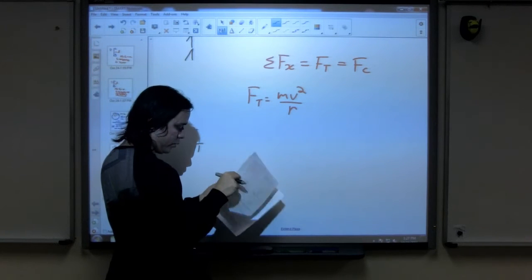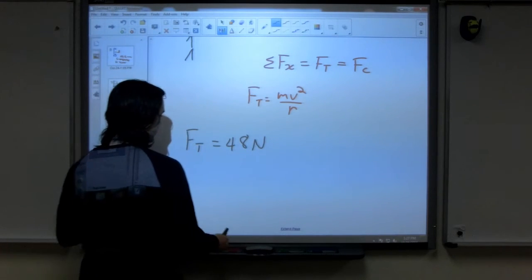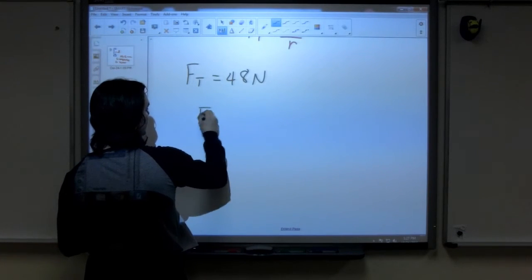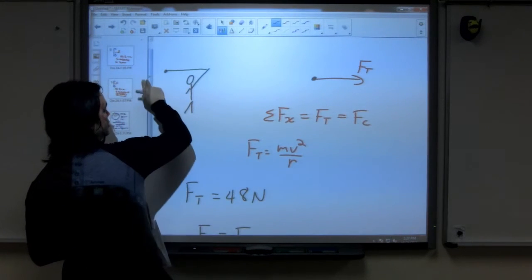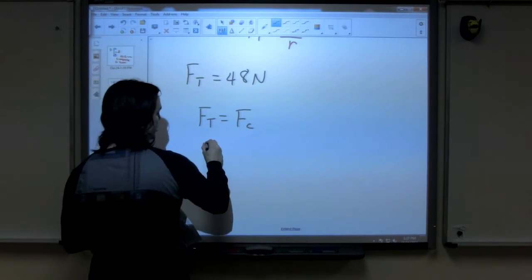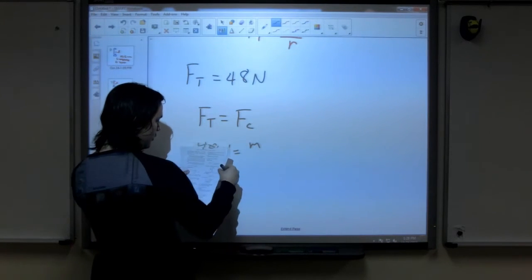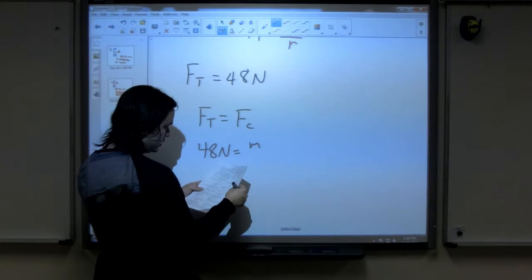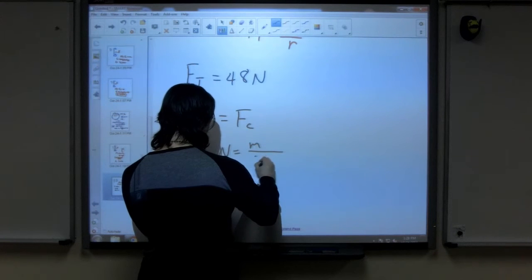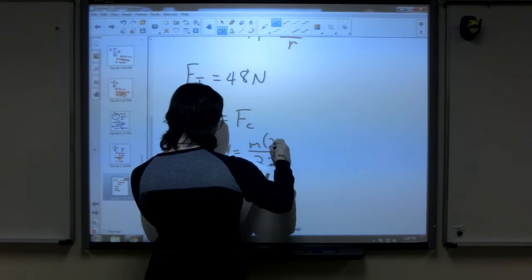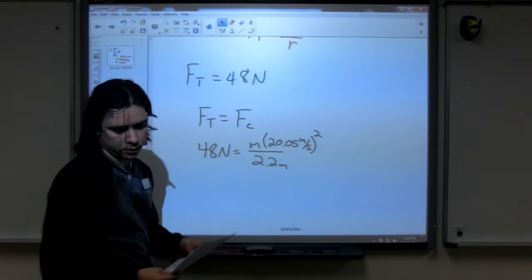We know at the very beginning that we have a force of tension in the wire of 48 newtons, and that when we do that, it is moving in a circle. In fact, the free body diagram that I drew can still be applied in the very first part too. We know that 48 newtons is going to be equal to mv squared over r for the very beginning, just like it is at the end. But at the beginning, we have different values. We have that it has a radius of 2.2 meters and a speed of 20.05 meters per second quantity squared.